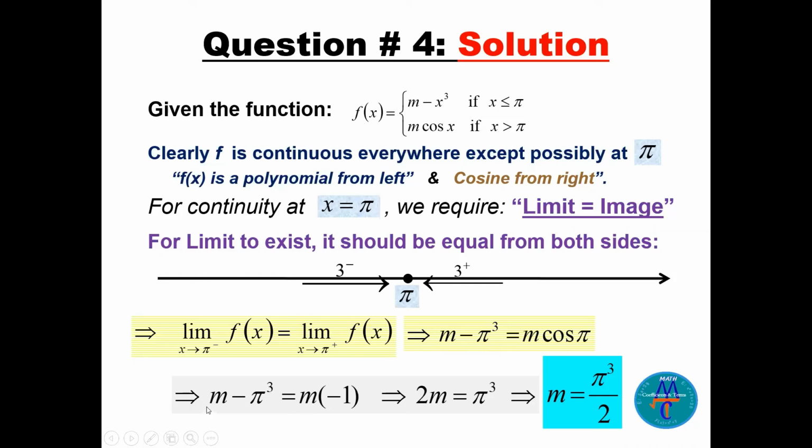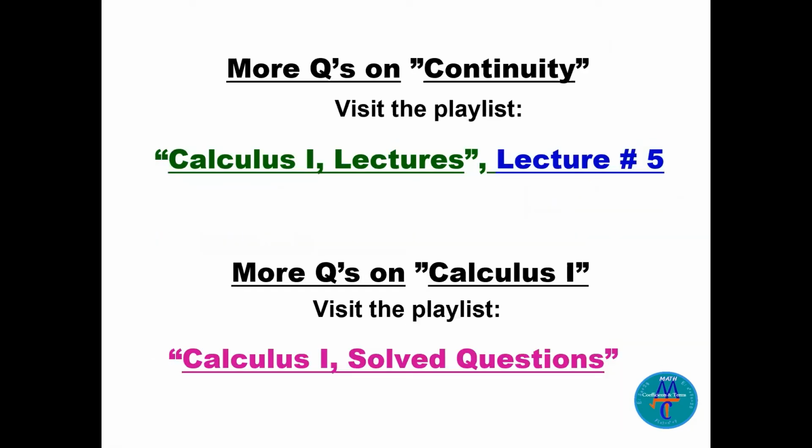Take it on the other side, becomes 2m, and take this one on this side, becomes pi cubed. So m equals pi cubed divided by 2. That's a constant. It's a number here. Pi cubed divided by 2. This is the value for m that will make this function f continuous everywhere.